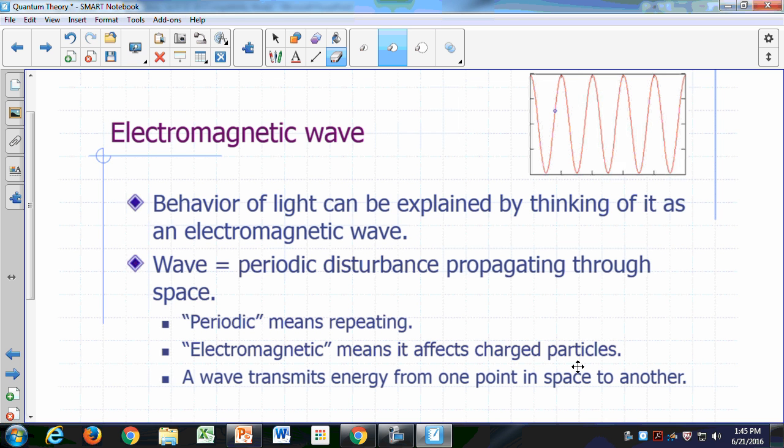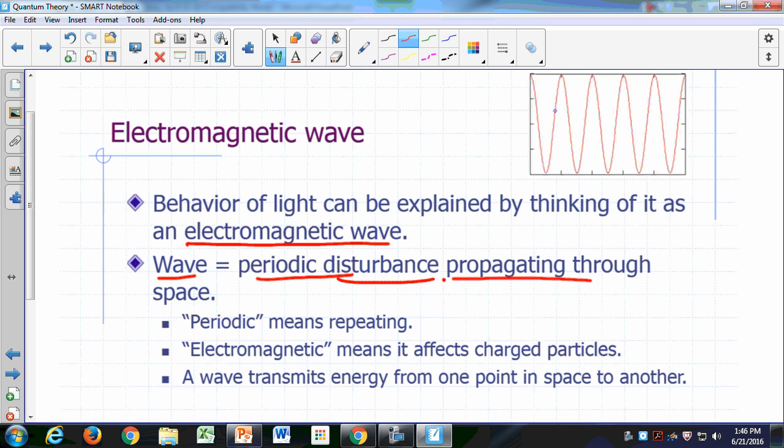Behavior of light can be explained by thinking of it as an electromagnetic wave. What does it mean when we say electromagnetic wave? A wave is a periodic disturbance propagating through space. It's a disturbance, specifically a force, in this case, that affects charged particles. That's why it's called an electromagnetic wave. The adjective electromagnetic means it has something to do with the force that affects charged particles.